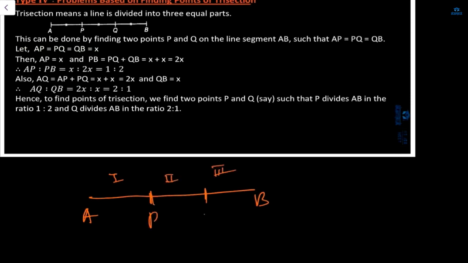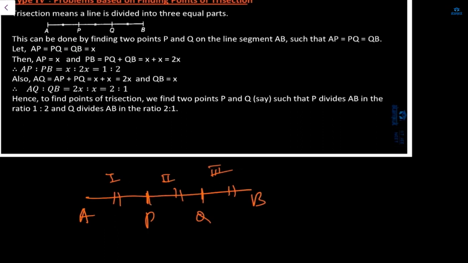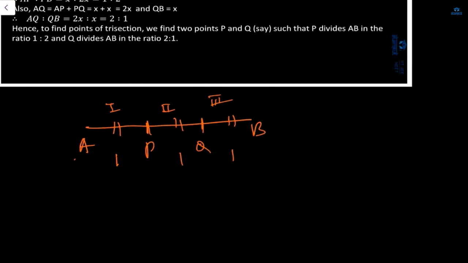Now these sections will all be equal. If they're equal, then they are divided in the ratio 1:1:1. Only A and B are given to you. The coordinates of A will be given and the coordinates of B will be given. Now you need to find the coordinates of P and Q, so you are going to find the coordinates of 2 points. How can you find them? You can take AP is equal to PQ is equal to QB.